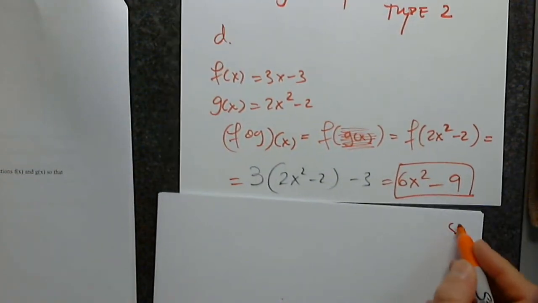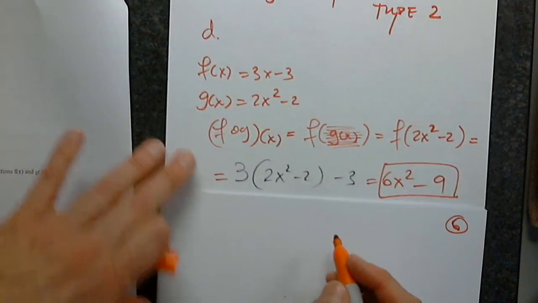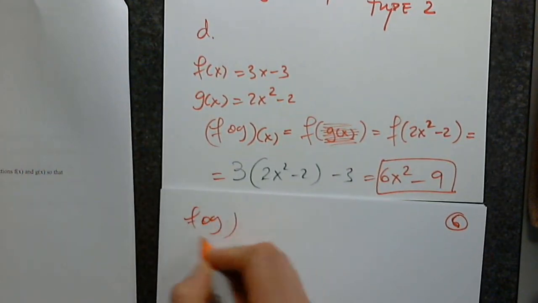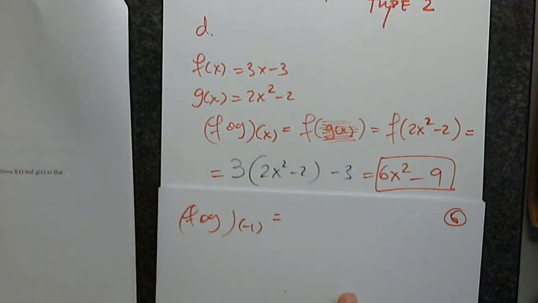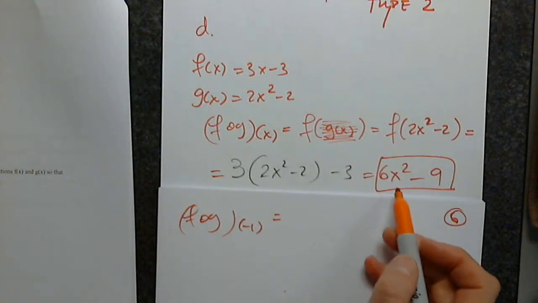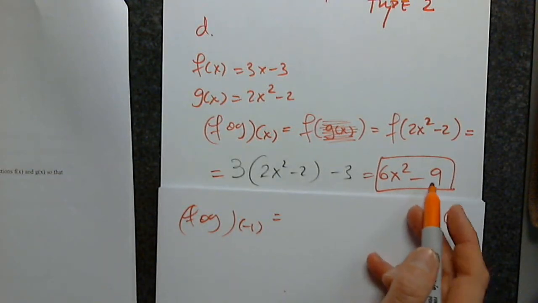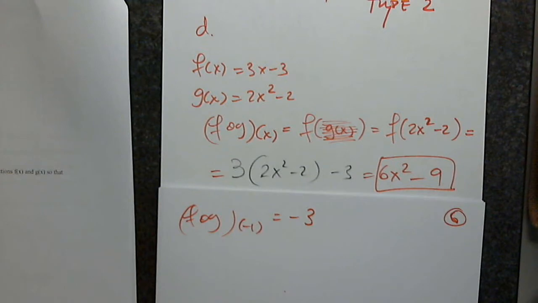Since I have the function, and I see that I'm asked to evaluate this at -1, why not quickly evaluate it for -1? Which is 6 times 1, which is 6. 6 minus 9 is -3. Is this clear? So you don't break it down. I cannot do anything else.